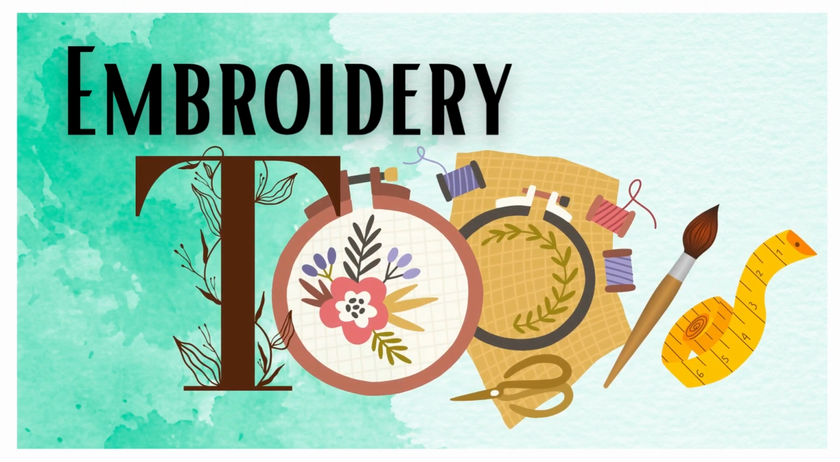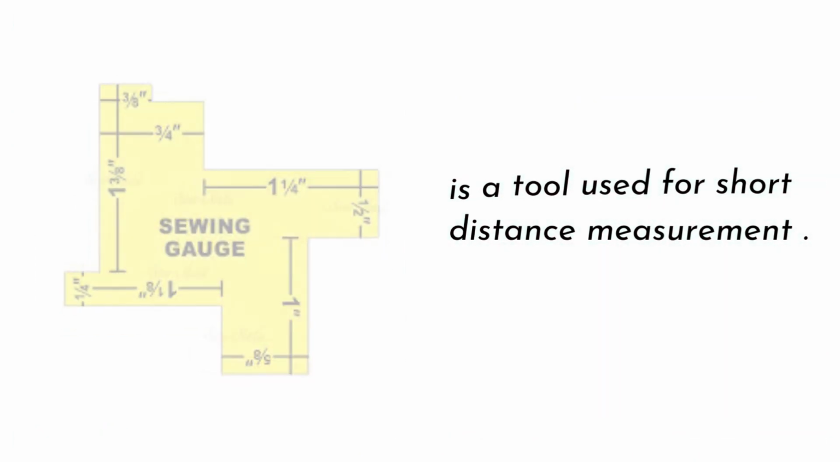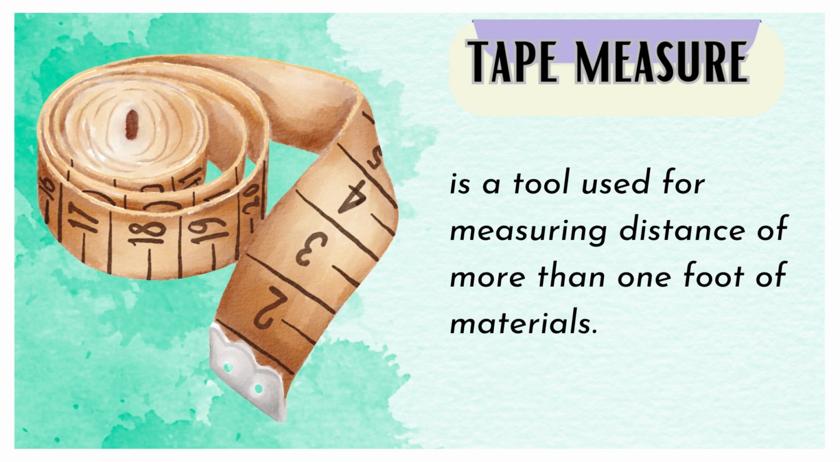Let us discuss the different embroidery tools and materials. First is gauge. It is a tool used for short distance measurement. It is a ruler, typically 6 inches long, used for measuring short spaces. It is typically a metal scale with a sliding pointer. Next is the tape measure. It is a tool used for measuring distance of more than 1 foot of materials. It consists of a ribbon of cloth, plastic, fiberglass, or metal strip with linear measurement markings.